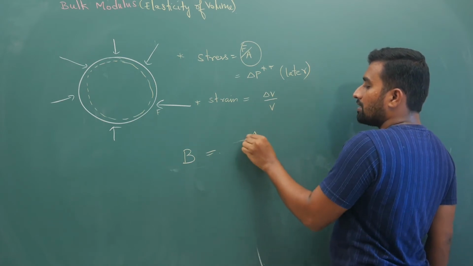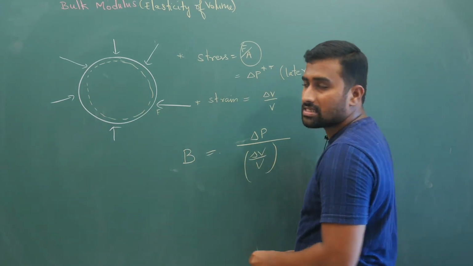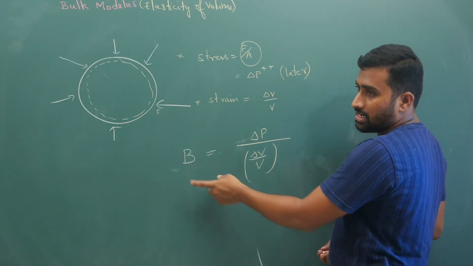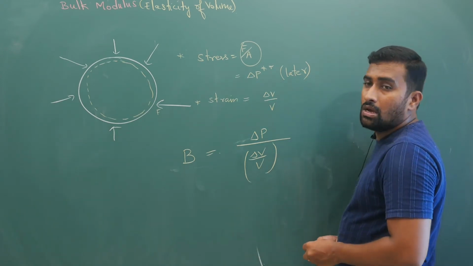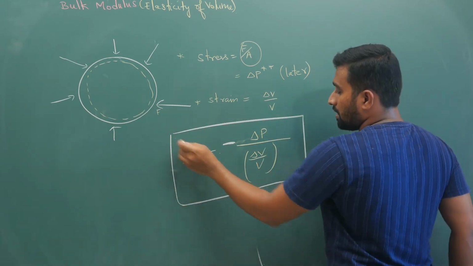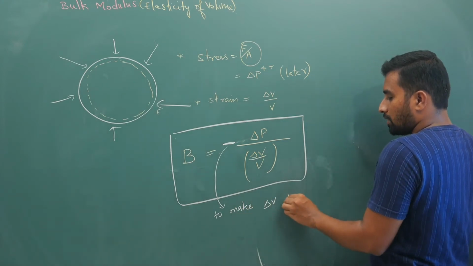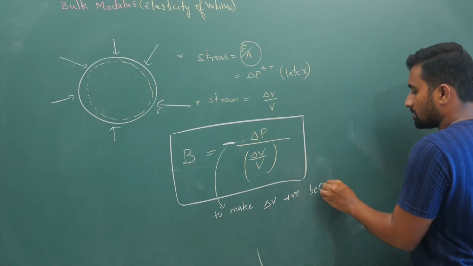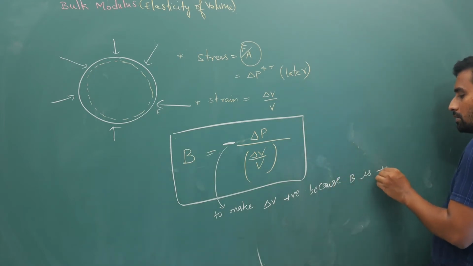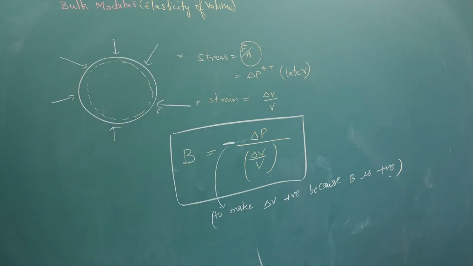So you will have delta P by delta V by V, but now your volume has decreased. In this case, because of compression, volume is decreasing, and I told you your modulus of elasticity is a positive quantity. So for that reason we will keep a negative sign to make delta V positive, because B is positive. So your bulk modulus of elasticity is defined like this. This modulus is defined usually when we are trying to calculate in terms of volume.